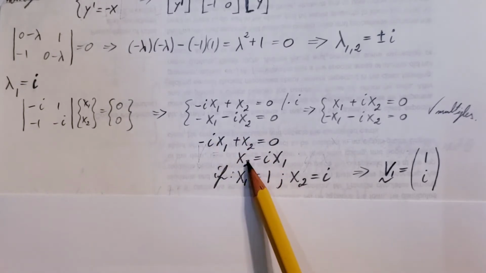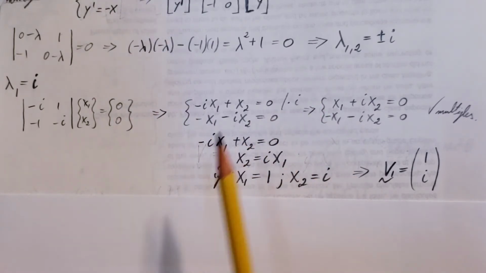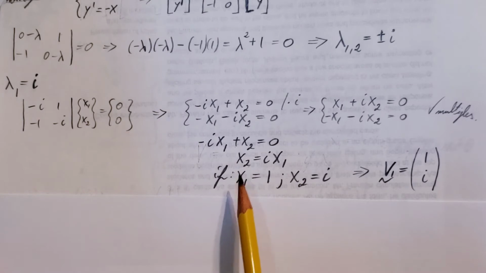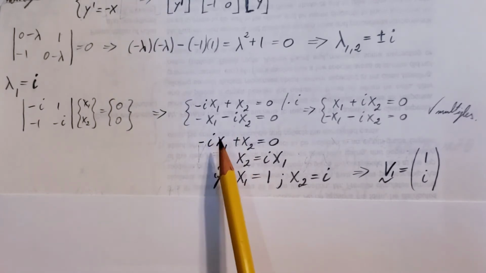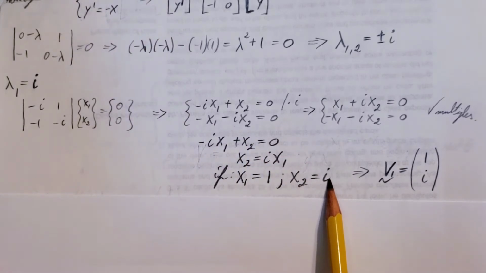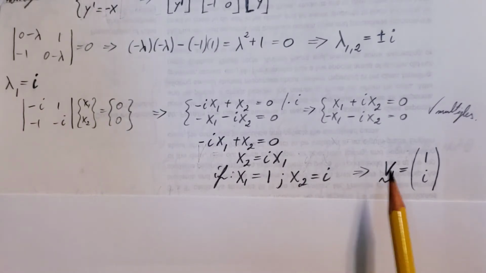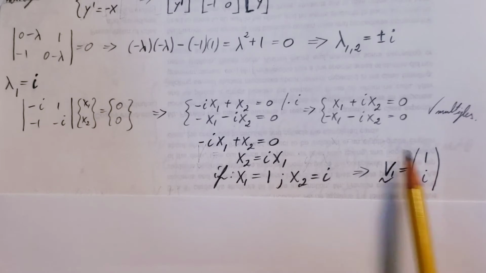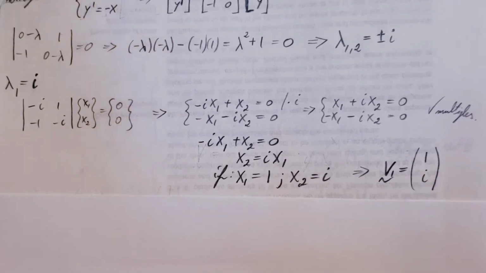Now at this point we need to know that we're gonna have infinitely many solutions for this problem. Therefore we need to simply pick something. So if we pick 1 for x1, then we plug it in and we can determine our x2 to be equal to i. Now from these two we're able to write up our first eigenvector, x1 and x2 right here, 1 and i.